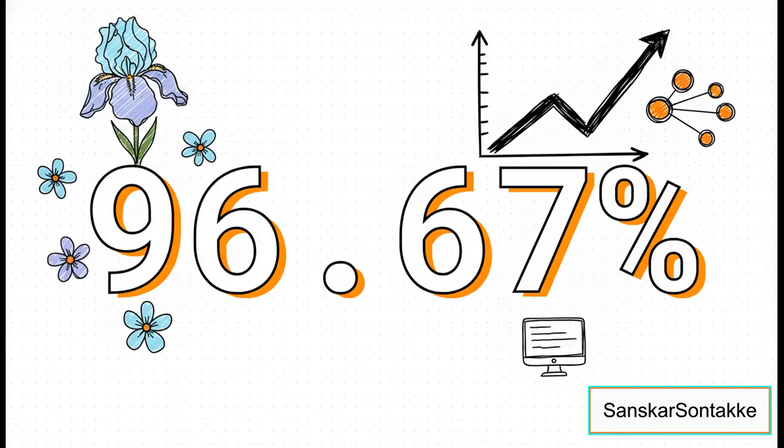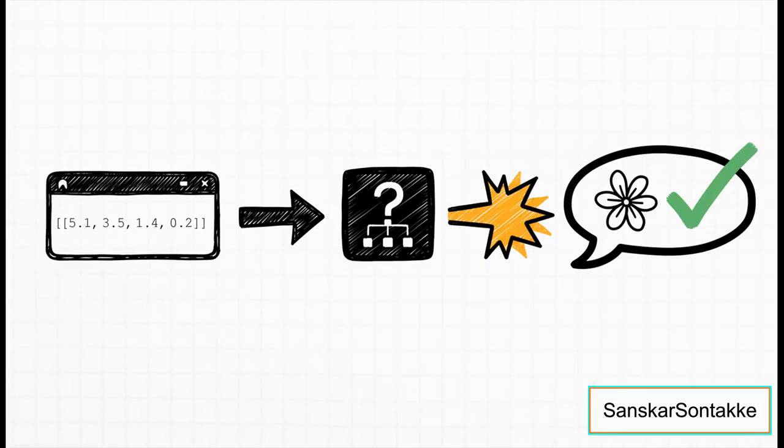Just let that sink in for a second. What this means is that on data it had never ever seen before, our simple model correctly identified the flower's species almost 97 times out of 100. That is the power of machine learning. In just a few lines of code, we created a system that can see a pattern and make incredibly accurate predictions. Let's make it even more real.